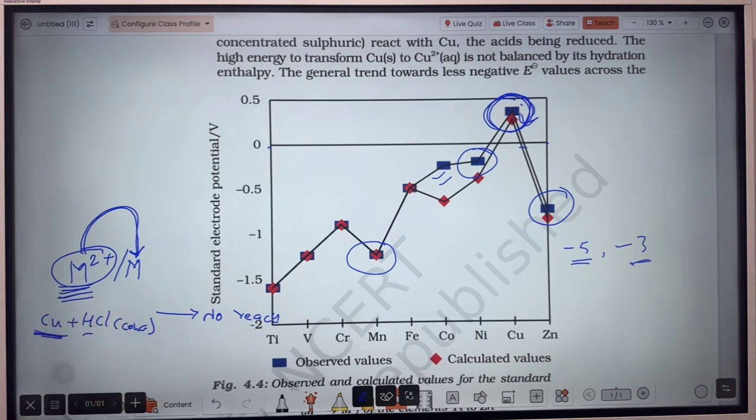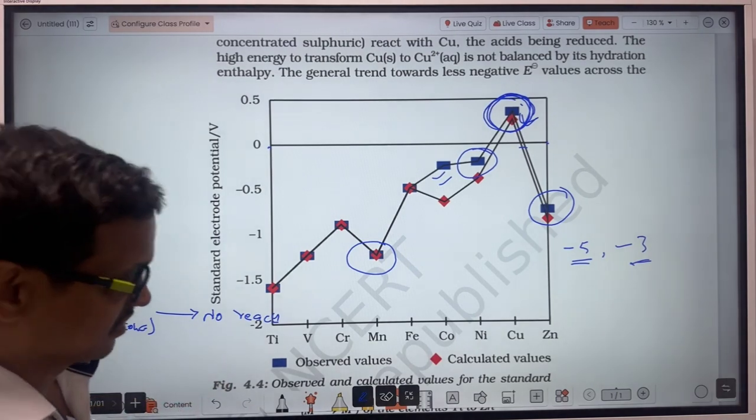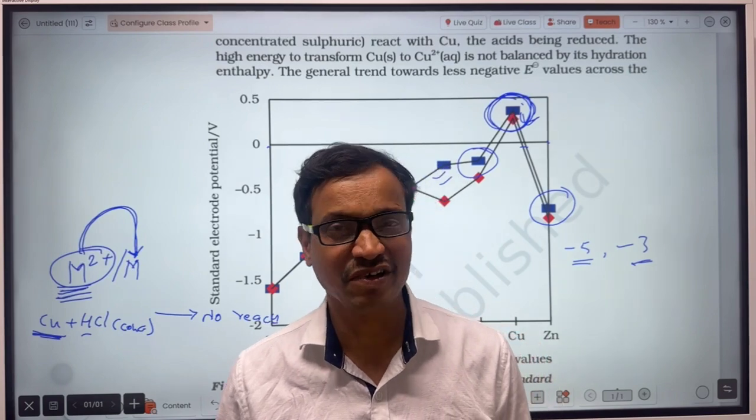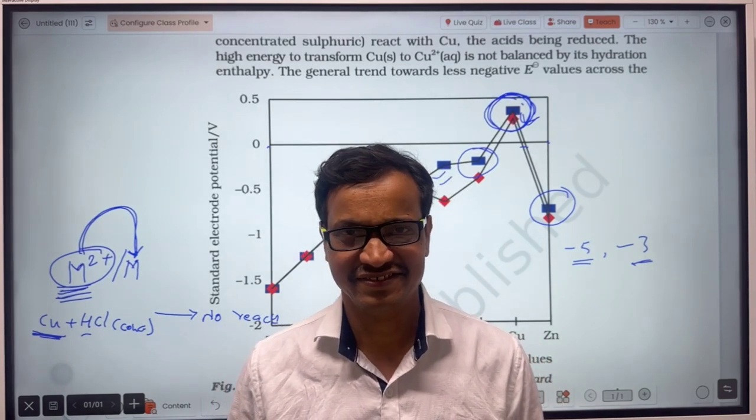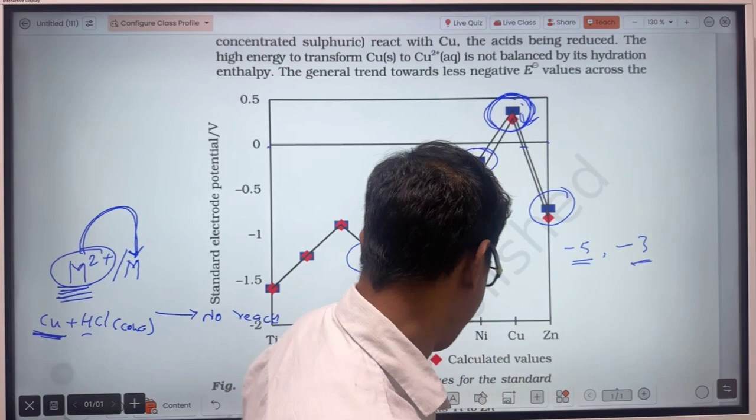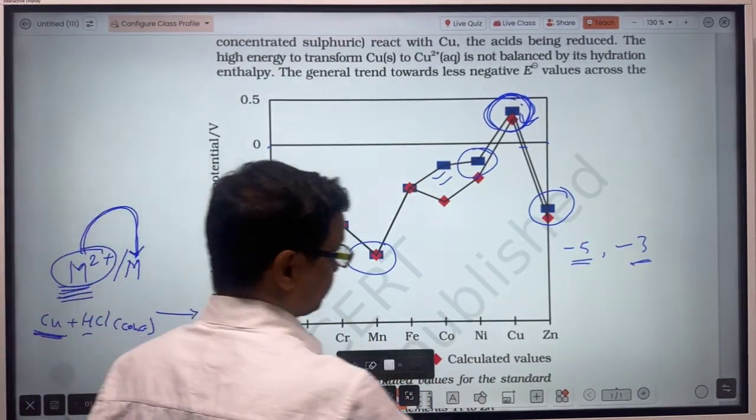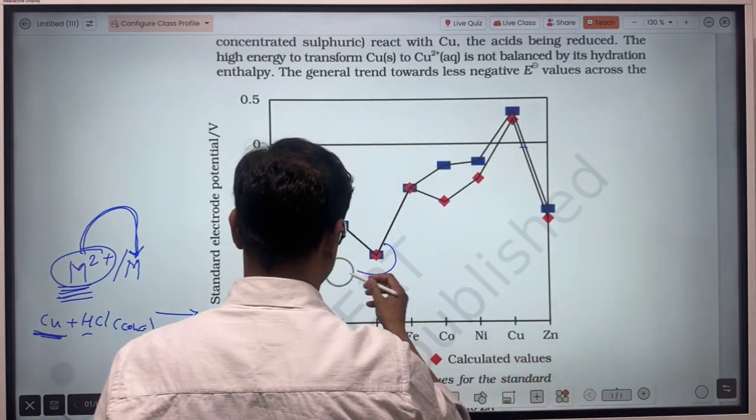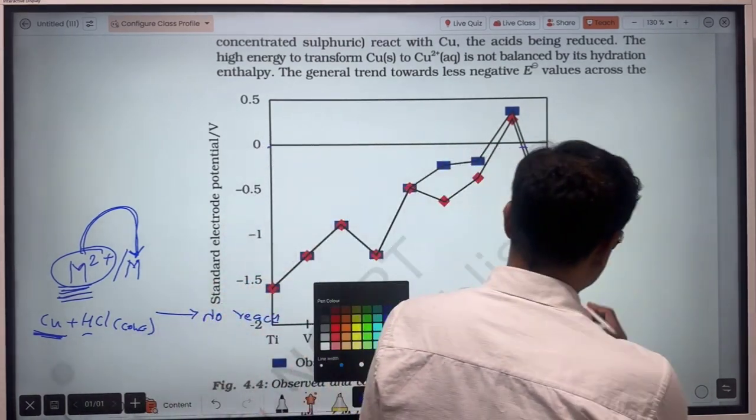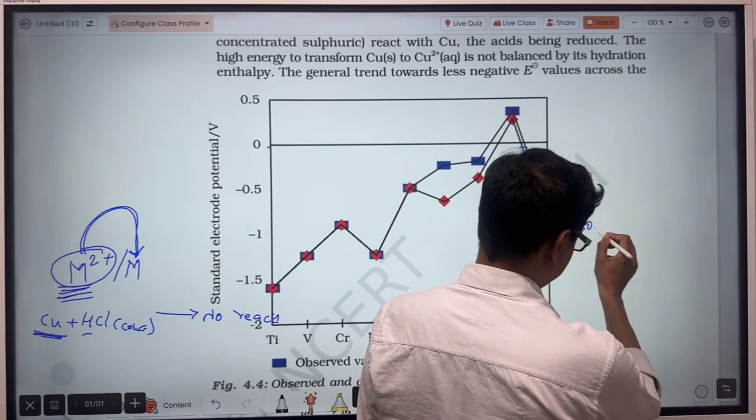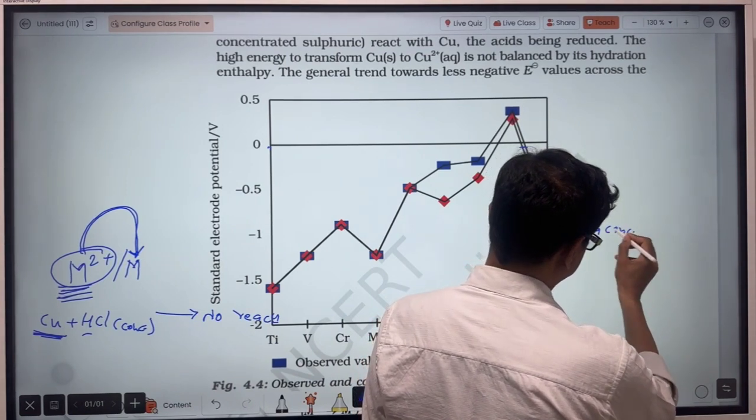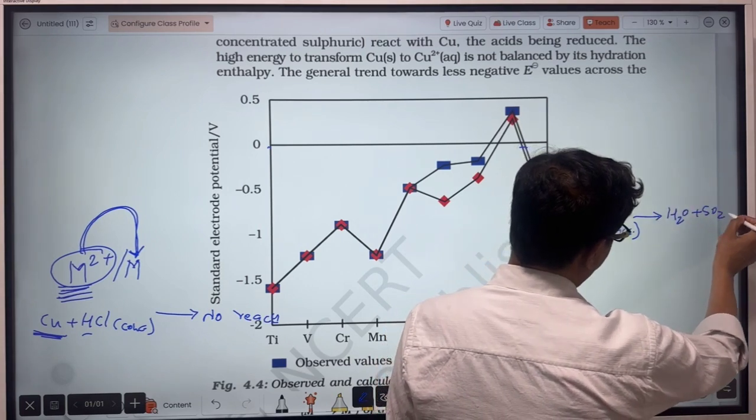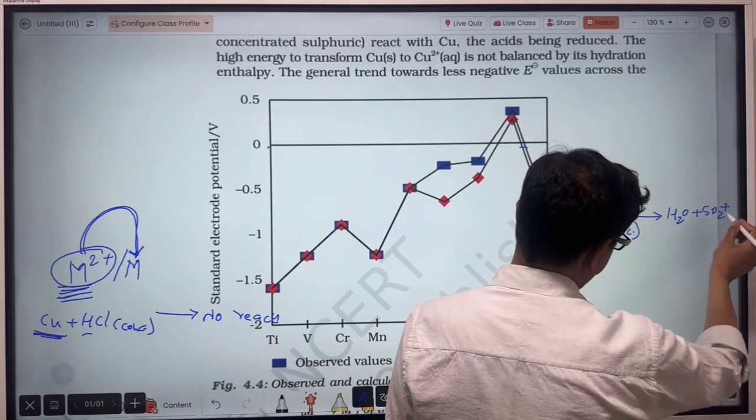That means copper will not react with conc HCl, but copper reacts with concentrated sulfuric acid or concentrated nitric acid. The reason is different. Why does that happen? Let's see. Actually, conc H2SO4 dissociates into H2O, SO2 and nascent oxygen.